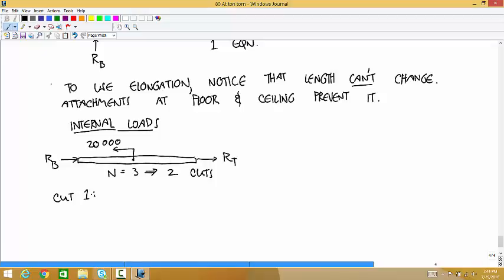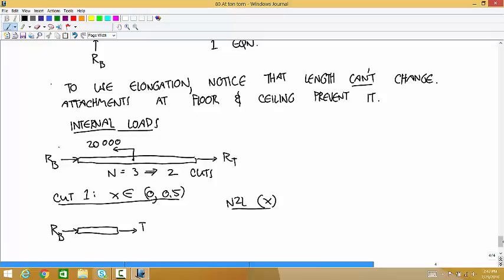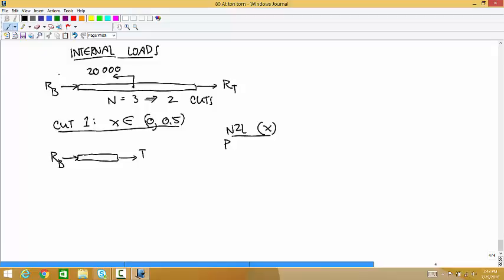Cut 1 is to the midpoint, so x is between 0 and 0.5. We have RB that way, and then we have the internal tension. So Newton's second law, I'll just use the x components, says RB plus T is equal to 0. So T is equal to negative RB.